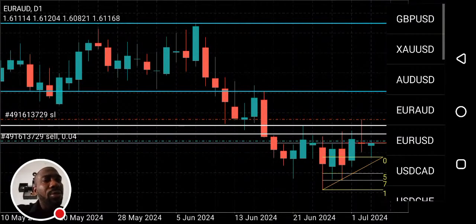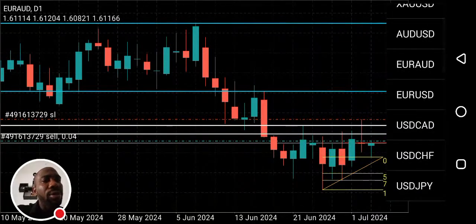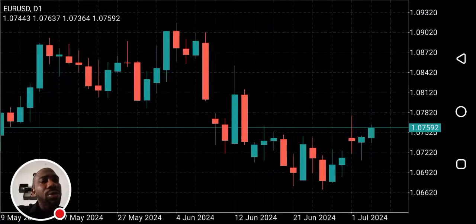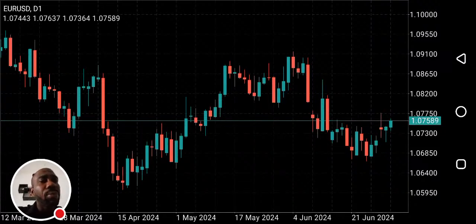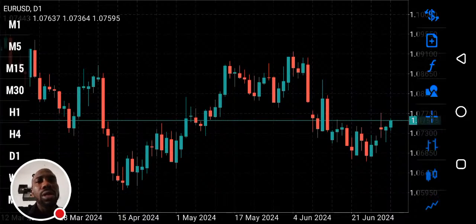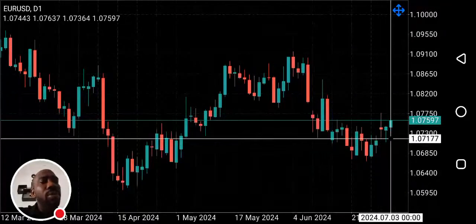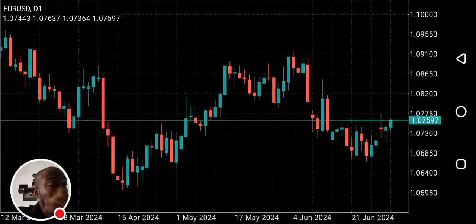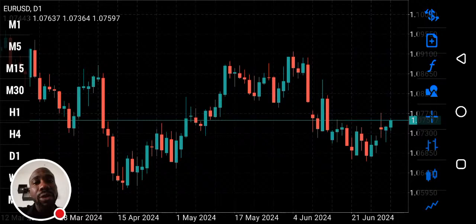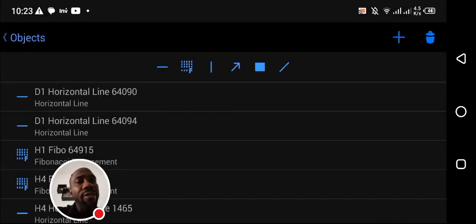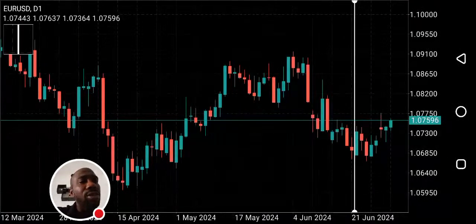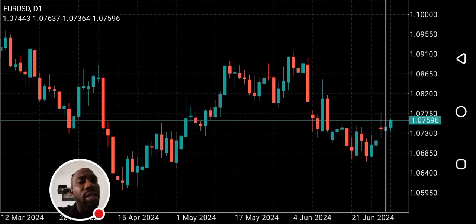Okay, let's look at Euro USD. My bias for Euro USD this week is bearish. I'm looking for sell opportunities on Euro USD. Monday's candle closed as a spinning top, and after the close of that spinning top candle, I believe a fair value gap was created. I think that is the reason for the pullback we're currently seeing in the market.